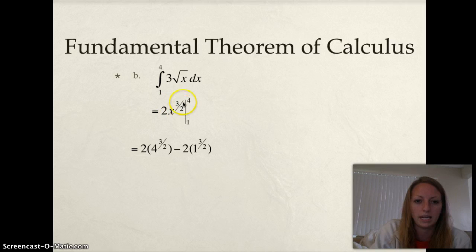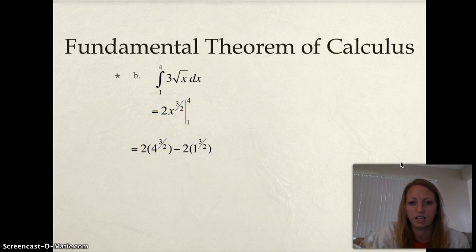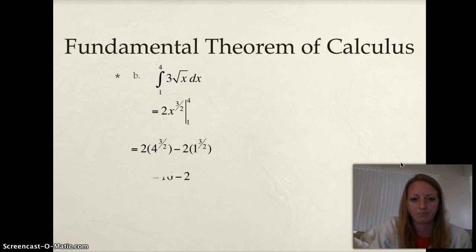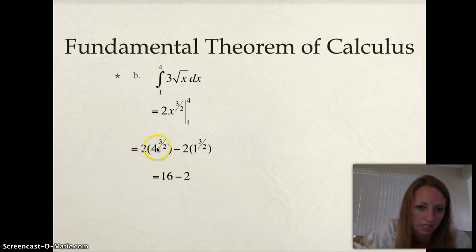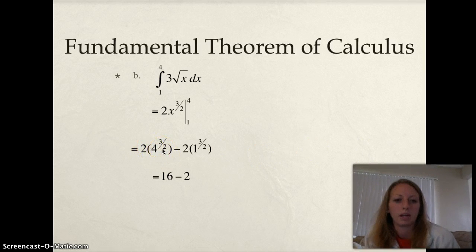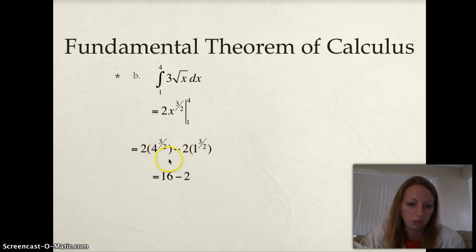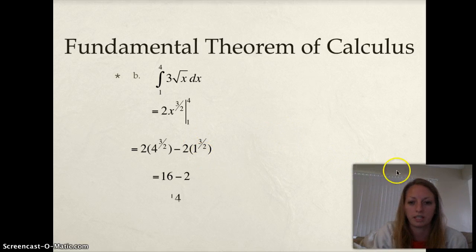Notice I've just repeated this function right here that I got twice. Okay, simplify. I get 16 minus 2, because 4 to the 3 halves is the same as 8 times 2. 4 to the 3 halves is 8, and then we multiply by 2. 1 to the 3 halves is 1, multiplied by 2. So my answer is 14.